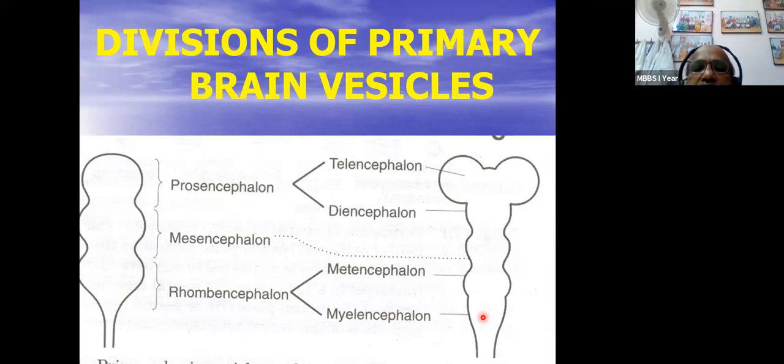So that is the differentiation of your prosencephalon, mesencephalon, and rhombencephalon. Prosencephalon forms diencephalon and telencephalon. Mesencephalon, there is no much further differentiation, so it represents our midbrain. Next, we have rhombencephalon, that is divided into metencephalon and myelencephalon. Metencephalon forms your pons and cerebellum. Myelencephalon forms your medulla. So that's what we are getting, various structures from the brain vesicles.